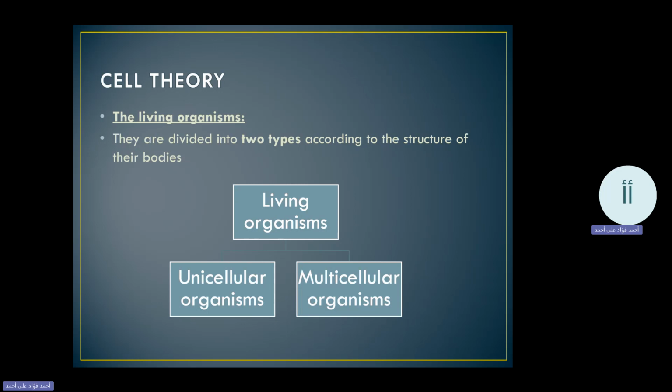What's the difference between a unicellular organism and a multicellular organism? A unicellular organism's body consists of only one cell. The cell performs all the vital functions, all the vital processes that any living organism performs. So a unicellular organism consists of only one cell, while the multicellular organism consists of a group of cells which form a tissue, a group of tissues form an organ, a group of organs form a system.